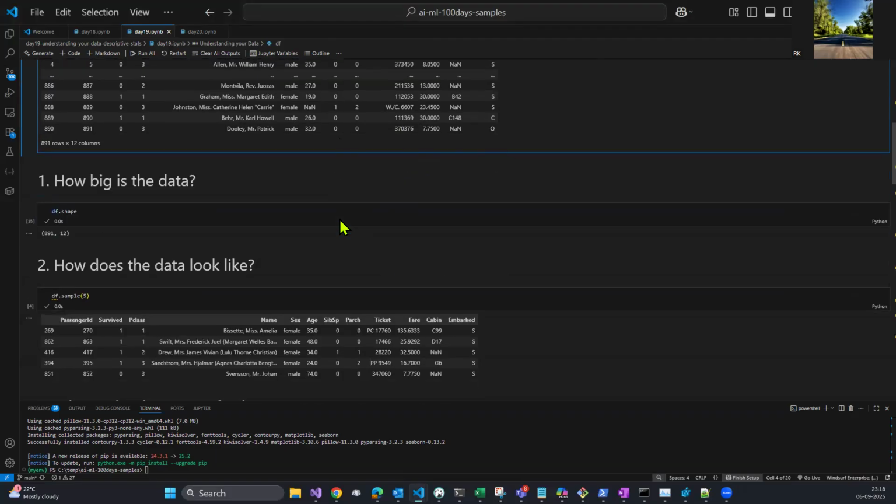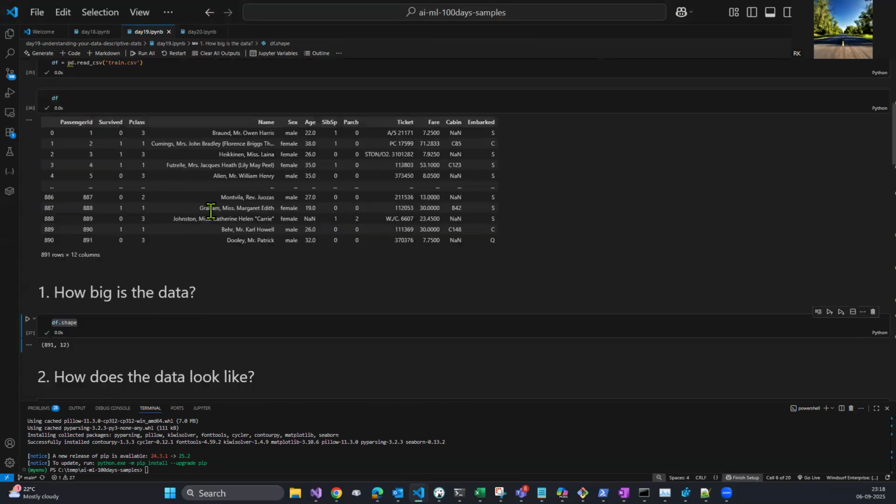We need to get an answer about how big the data is. For that, if we extract df.shape, it will tell us how many rows and how many columns we have in this data set. So we have 891 rows and 12 columns.